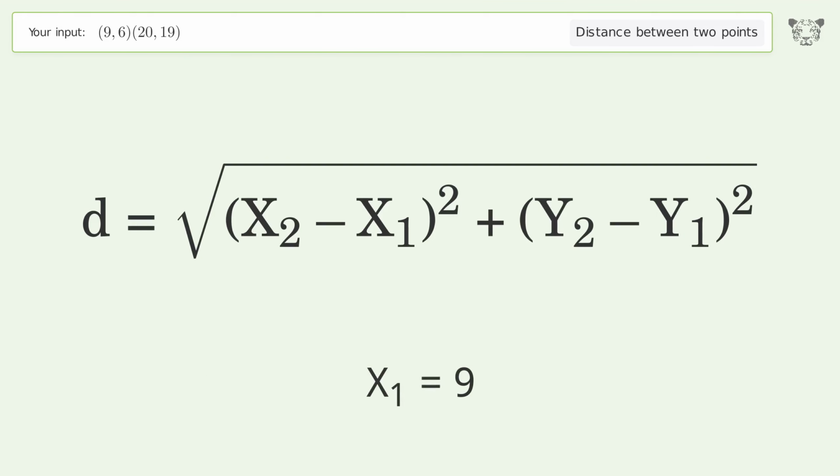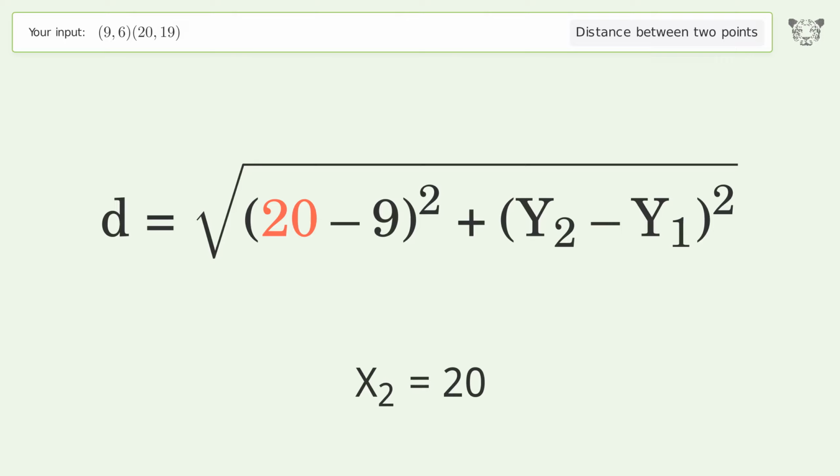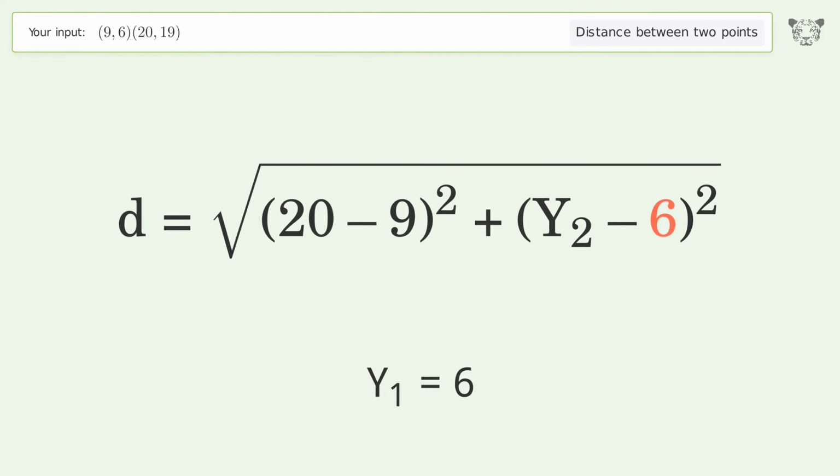x1 equals 9. x2 equals 20. y1 equals 6. y2 equals 19.